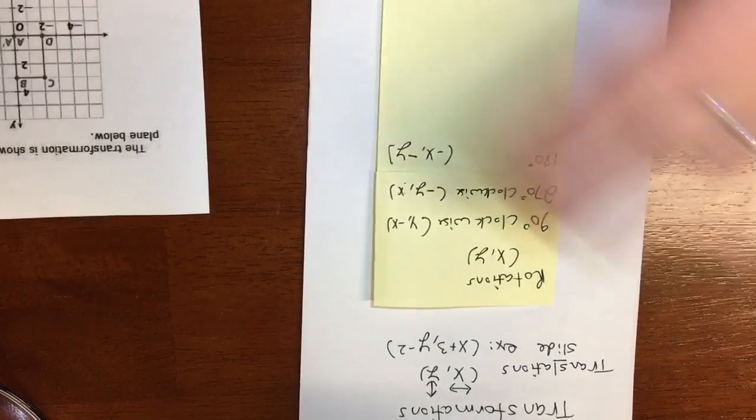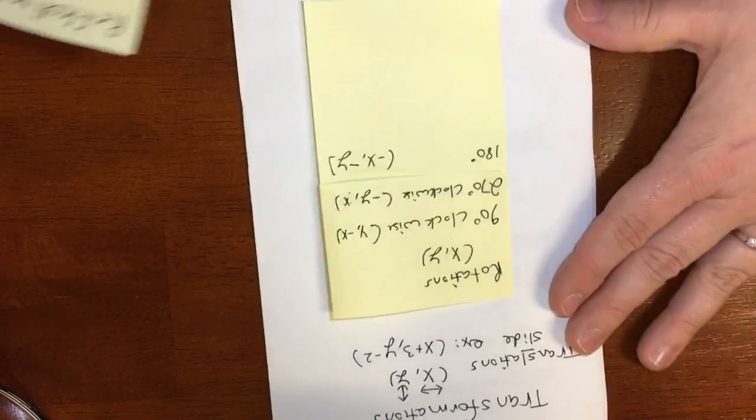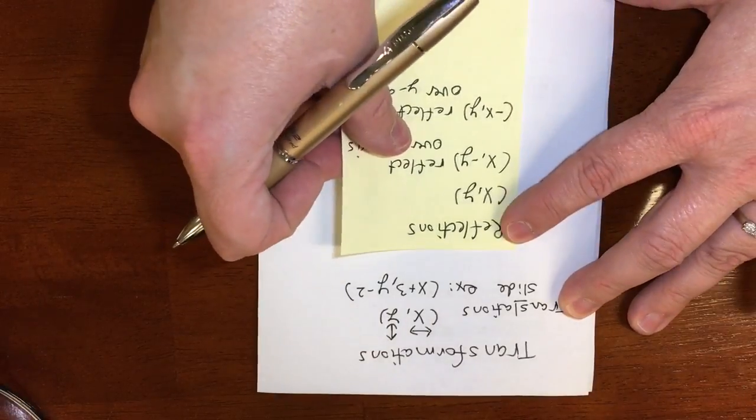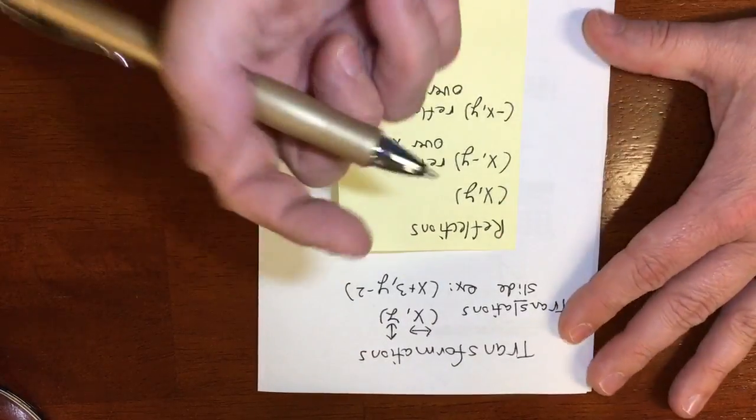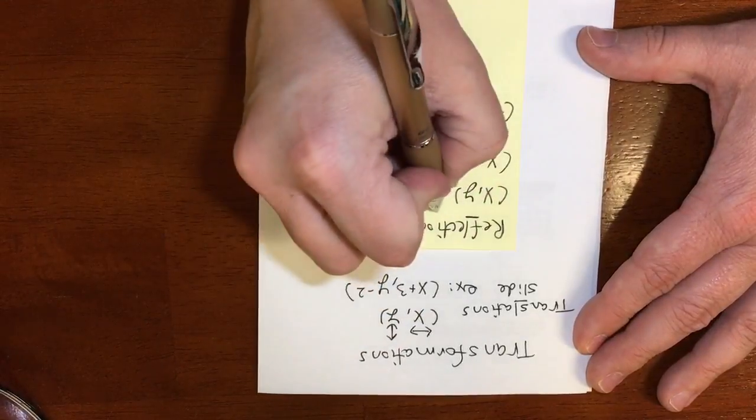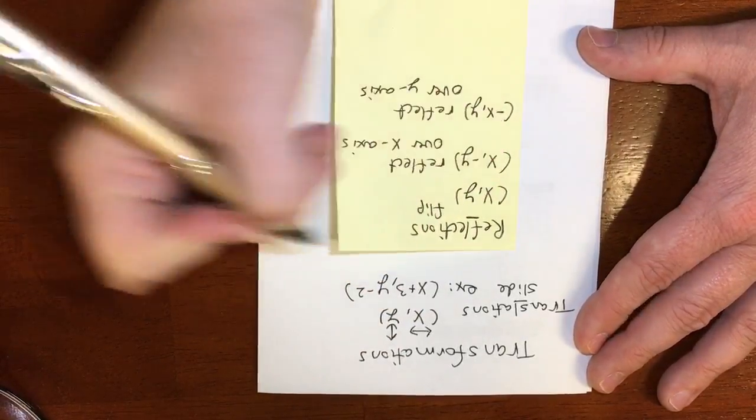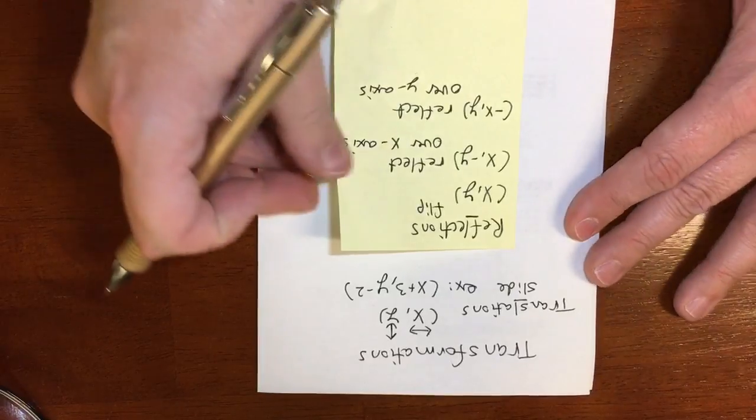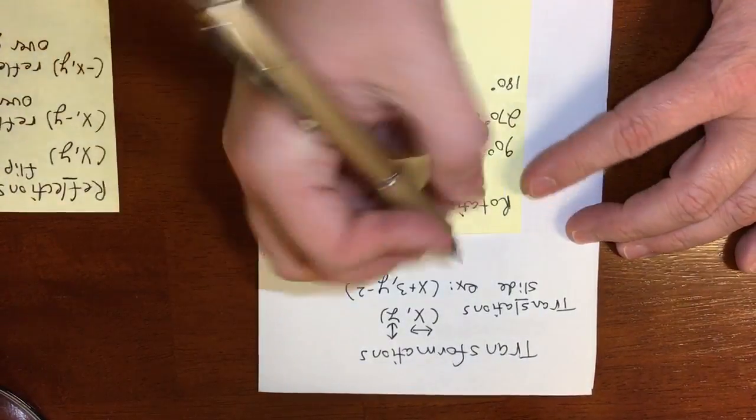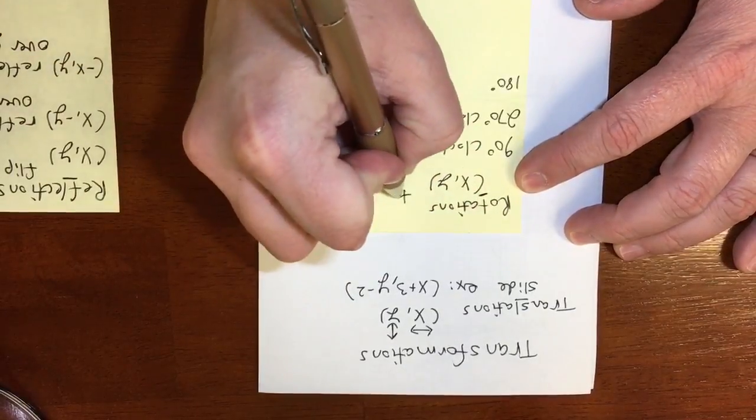All right, for the transformations, reflections are the ones that flip. So reflections flip. That FL is for flip. And rotations, that T is for turn.